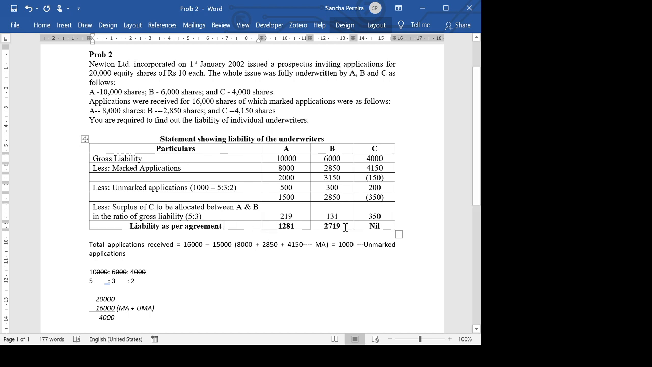Is this clear? So this is the answer. You can always start with this working, because at the end you can check your answer with this. Whatever remains has to be your final answer. That is what nobody has taken up. So sometimes it's not that all underwriters may take up. Here we didn't have C taking up anything.